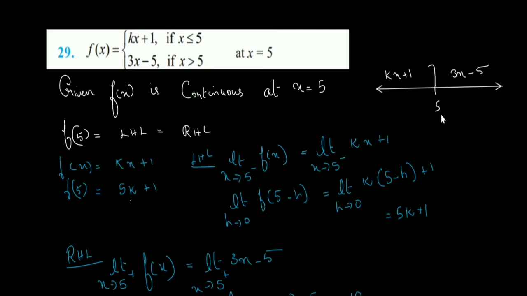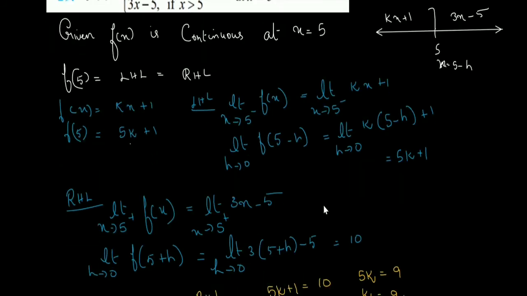So when you find the left limit, you put x equal to 5 minus h. So put x as 5 minus h. That will become k into 5 minus h plus 1. Put h as 0, so it will become 5k plus 1.